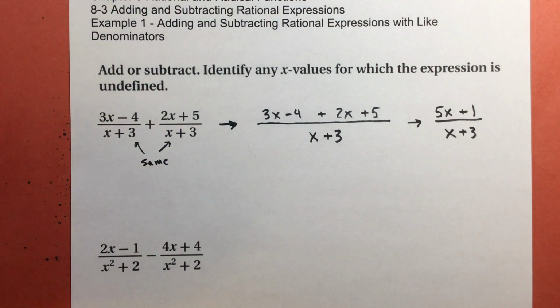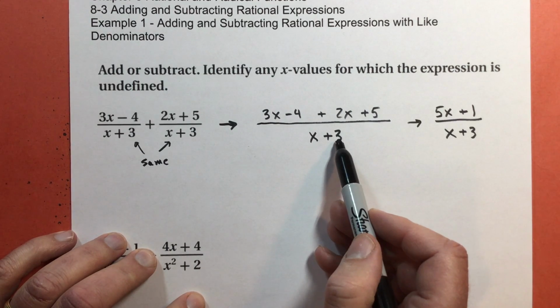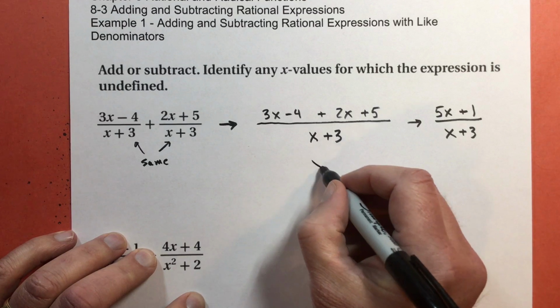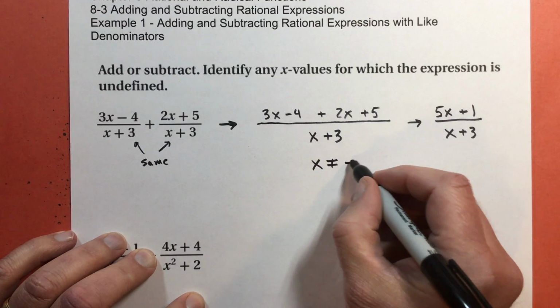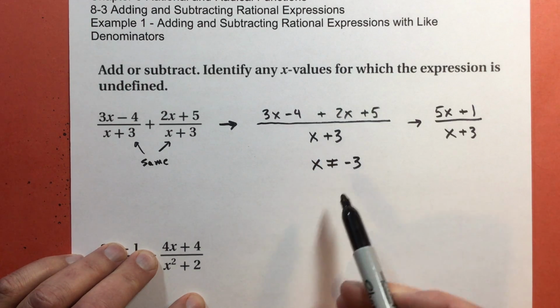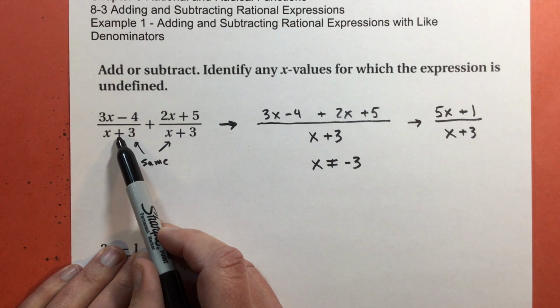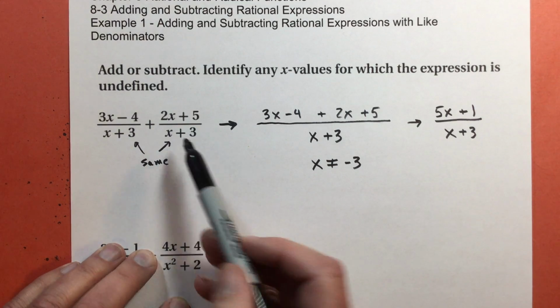Part of the question says, identify any x values which make this undefined. Well, that means what values can you replace x with that is going to make the denominator, just the denominator, equal 0. So if I think about something plus 3 equals 0, then that tells me that x cannot equal negative 3. Don't let x equal negative 3, because negative 3 plus 3 equals 0. And I probably should have pointed at this, but it's the same thing. Negative 3 does not work here. Negative 3 does not work here.